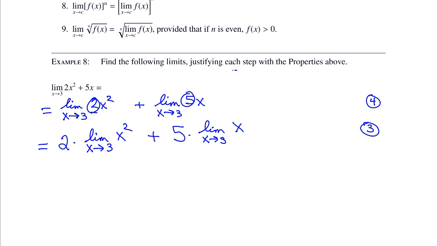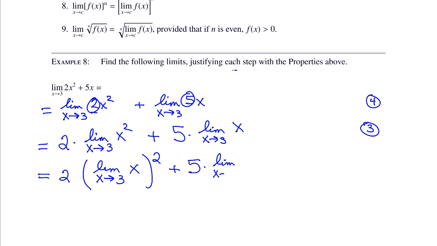All right, next we have on this left side, we have x squared. We have a property that says I can take an exponent from inside with a function to outside of the limit. Which property is that? That is property number 8. Yes. So it's the limit as x goes to 3 of x squared. Property number 8.